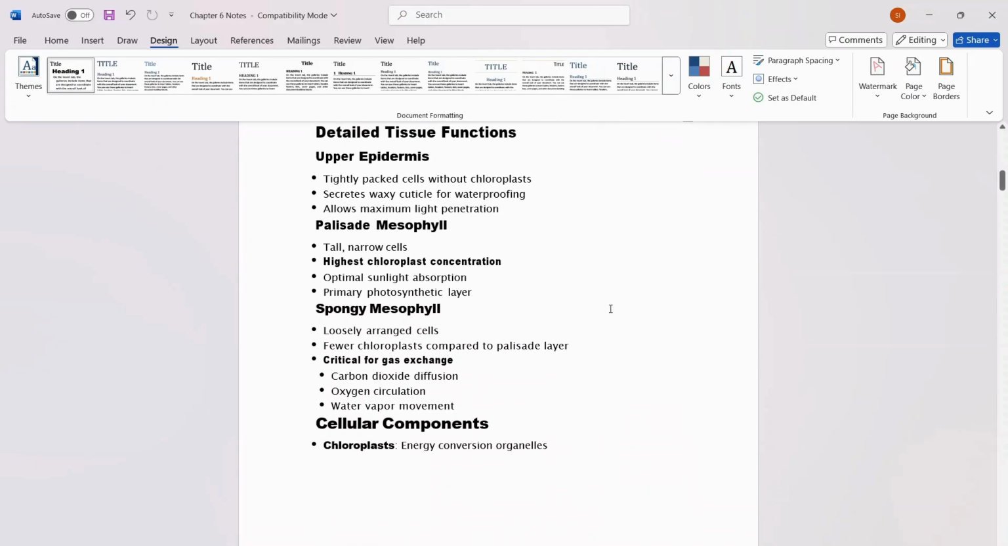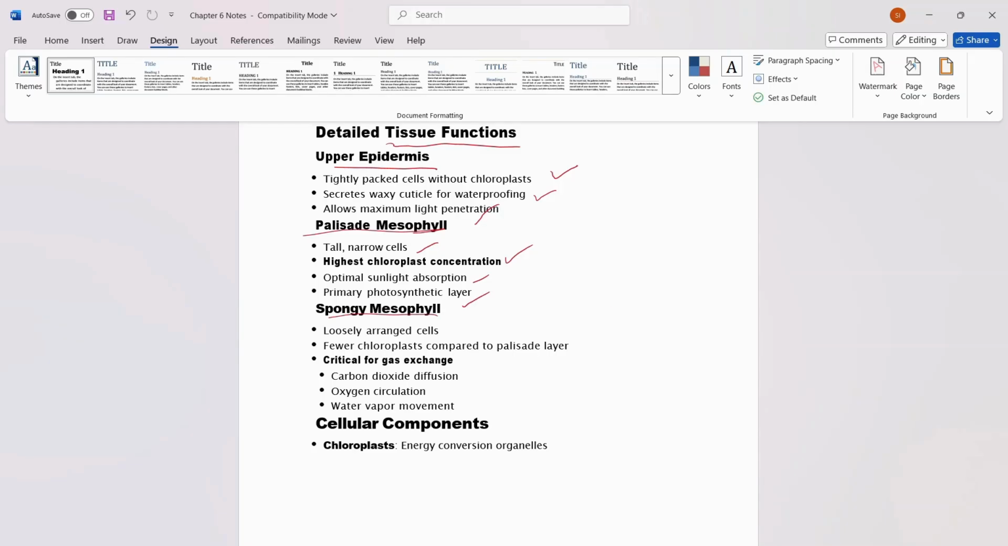Now let's see the functions of tissues in detail. Upper epidermis: tightly packed cells without chloroplast, secretes waxy cuticle for waterproofing, allows maximum light penetration. Next we have palisade mesophyll: tall narrow cells, highest chloroplast concentration, optimal sunlight absorption, primary photosynthetic layer.